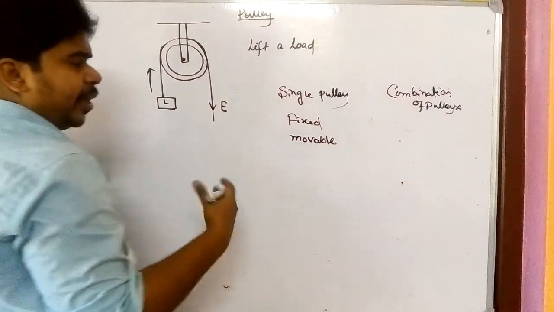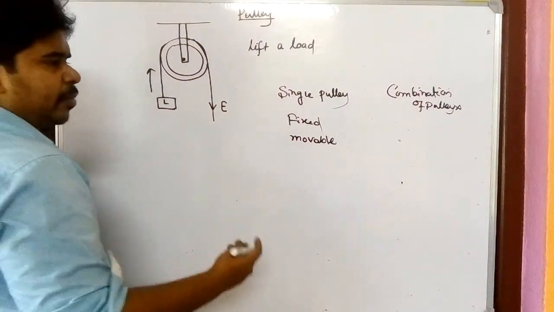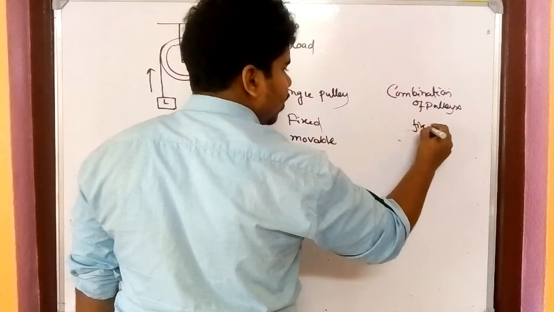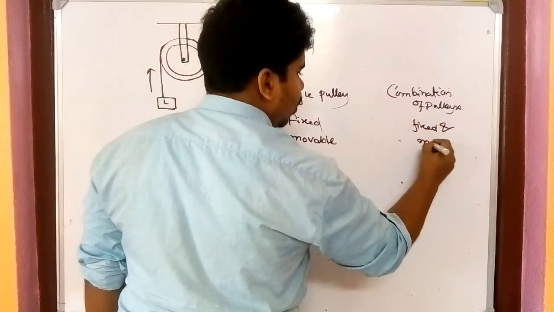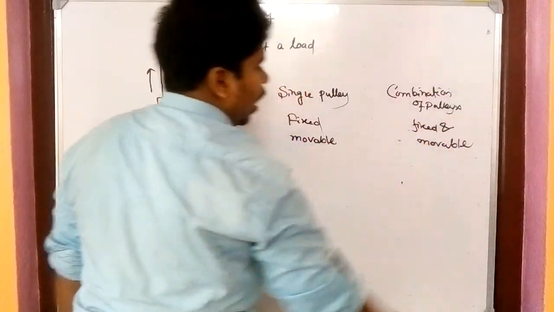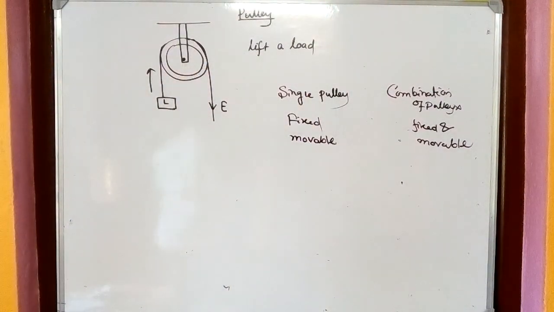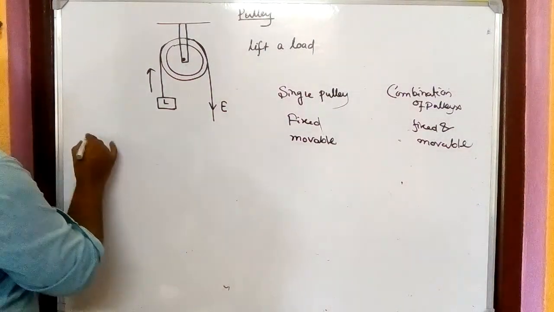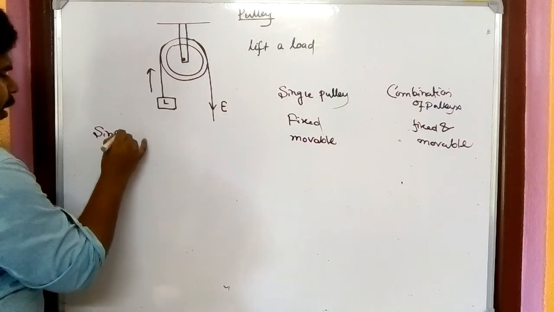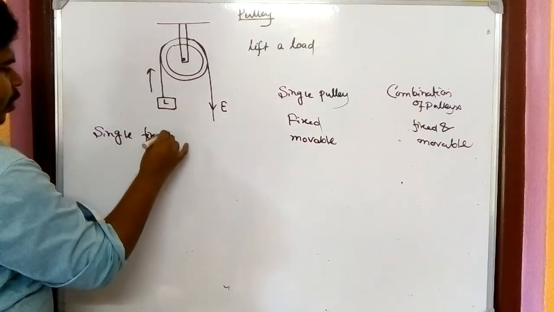In a combination of pulleys, we are combining a system where both fixed and movable pulleys are there. So we'll come step by step. In every part we have to see what the mechanical advantage, velocity ratio and efficiency of the system should be. So first I am talking about the single fixed pulley.